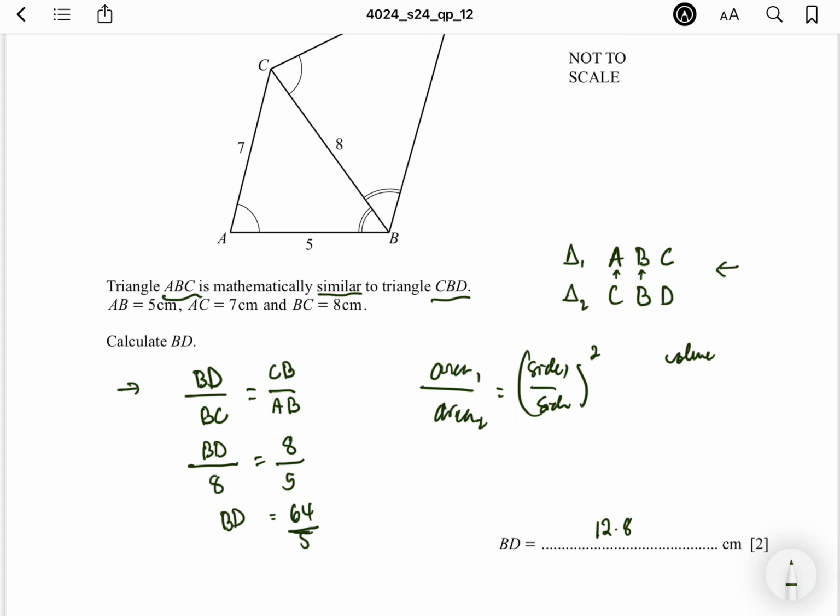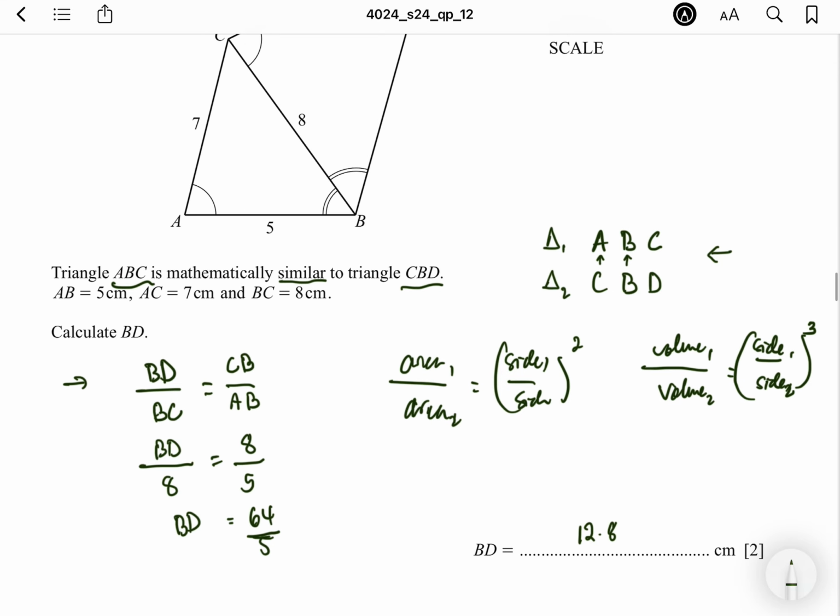Okay. Volume of 2 solids, you take the ratio of the corresponding sides, and then cube. Okay, this is a common question on similarity. Of course, for area and volume, the marks are usually 3 or more, depending on the question.